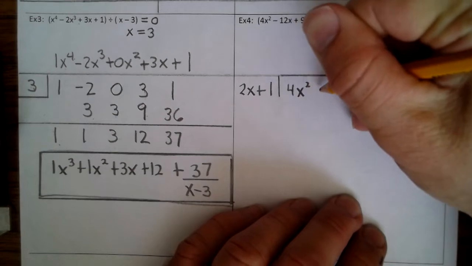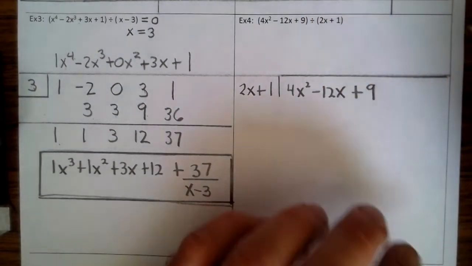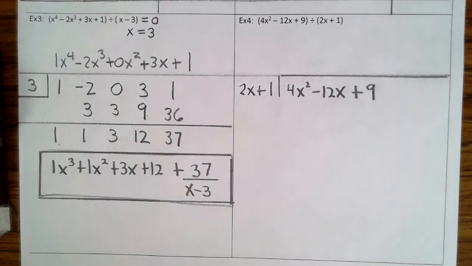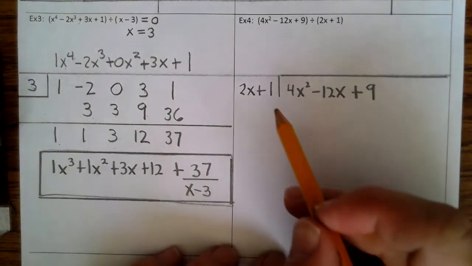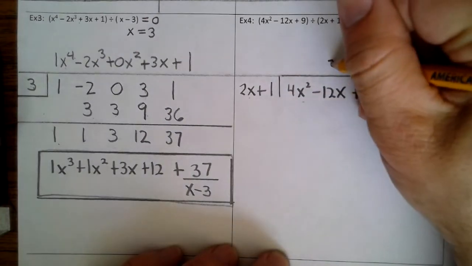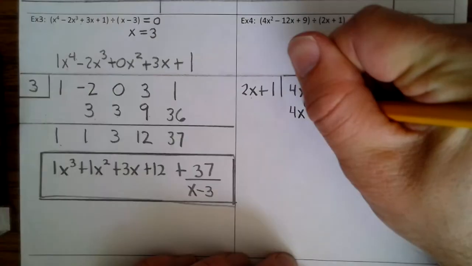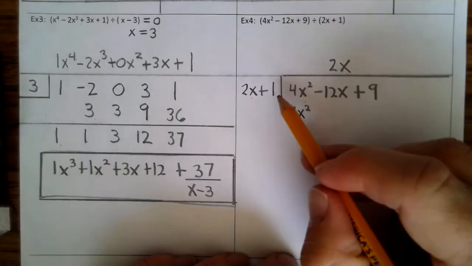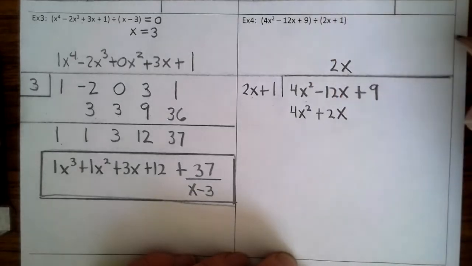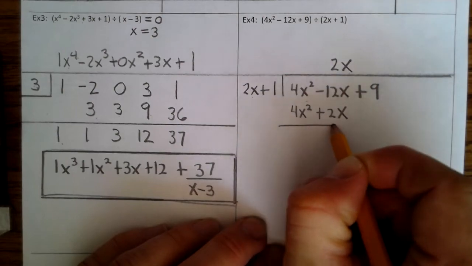Okay. Now, the first thing you ask yourself is, what do you multiply 2x by to give you 4x squared? The answer to that is 2x. Okay. Now you multiply 2x times 2x is 4x squared. 2x times 1 is 2x. And I really shouldn't have put the positive sign. I'll show you why, because now at this point, you subtract. So you subtract here and subtract there.